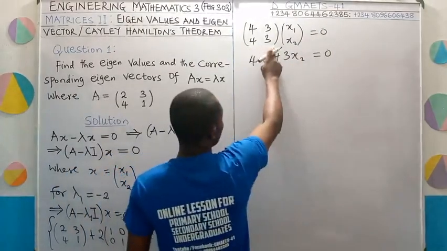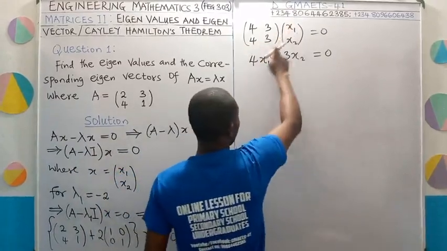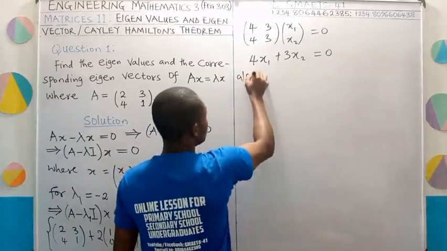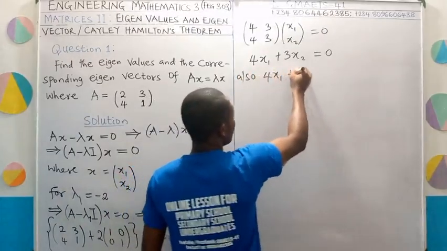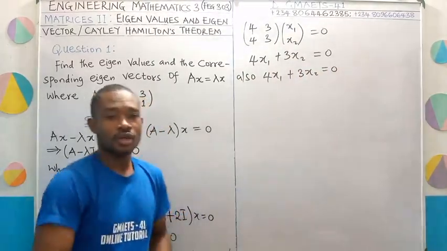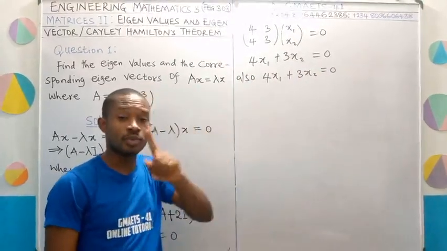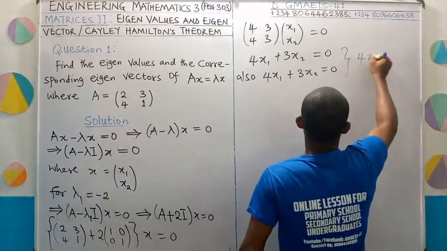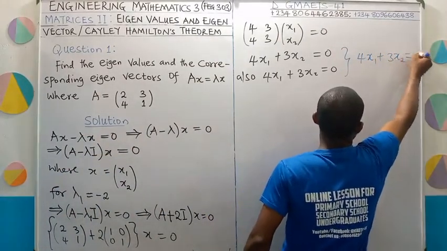Once again, we go to row 2 and do the same. 4 times this plus 3 times this. Of course, you're going to get the same equation essentially. Also, we have 4x1 plus 3x2, again equal to 0. Since they are the same equation, we are simply going to pick one of them. Is that okay? We are simply going to pick one of them. This is simply 4x1 plus 3x2 equal to 0.